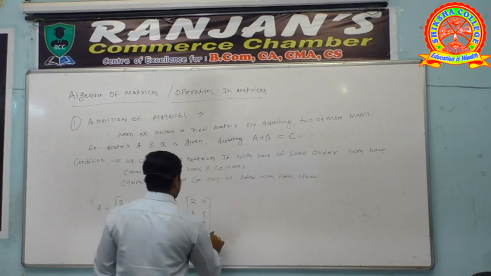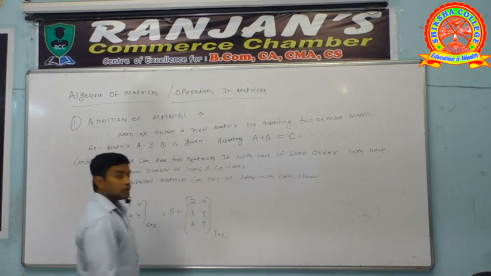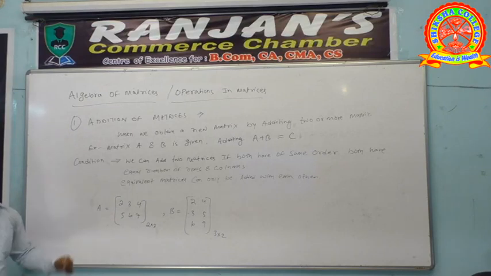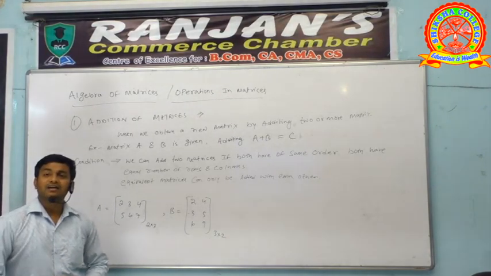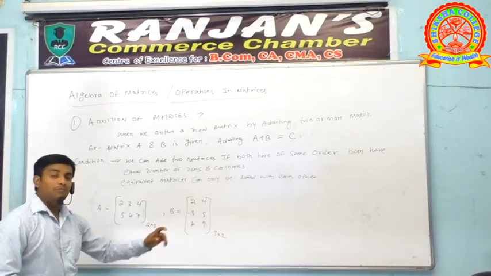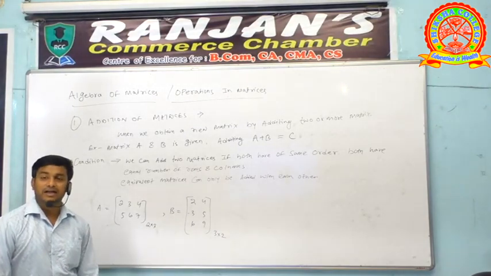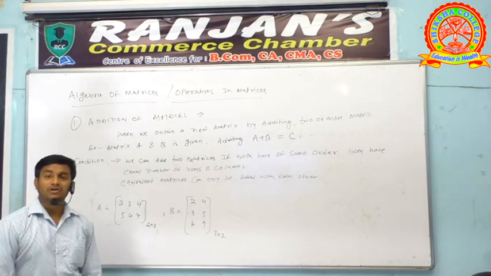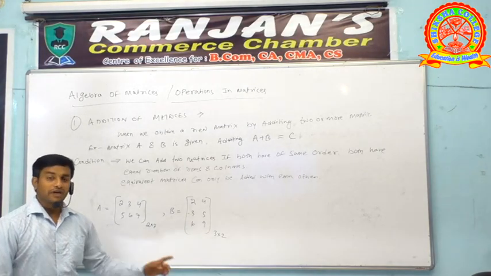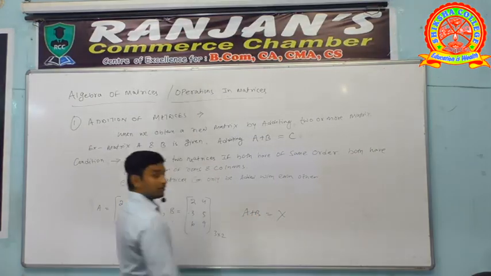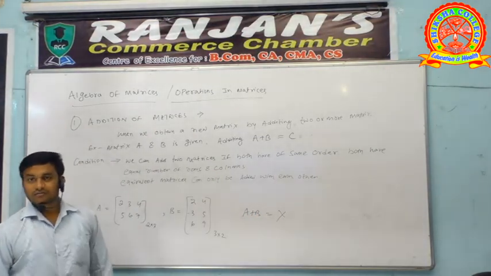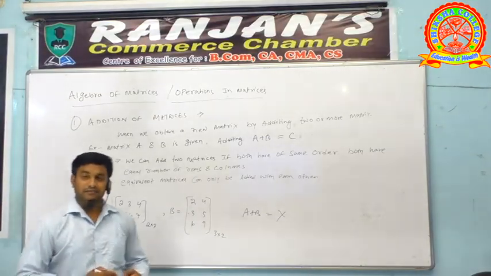Okay, this is a matrix of 3 into 2, 3 rows, 2 columns. So these two matrices cannot be added because they do not satisfy the condition that both are of the same order. So we cannot find A plus B here, because the condition is not satisfied. Clear?